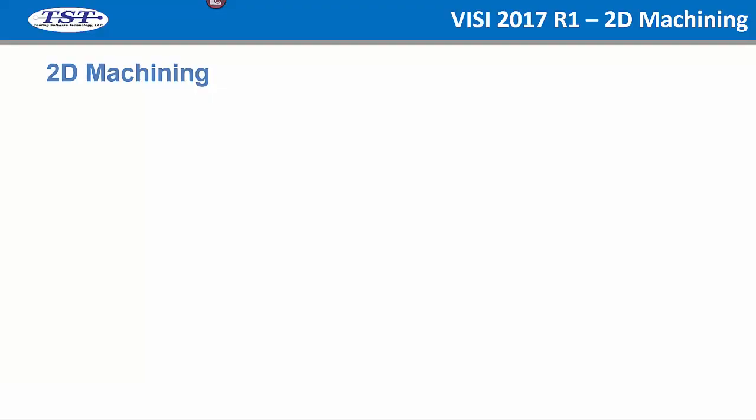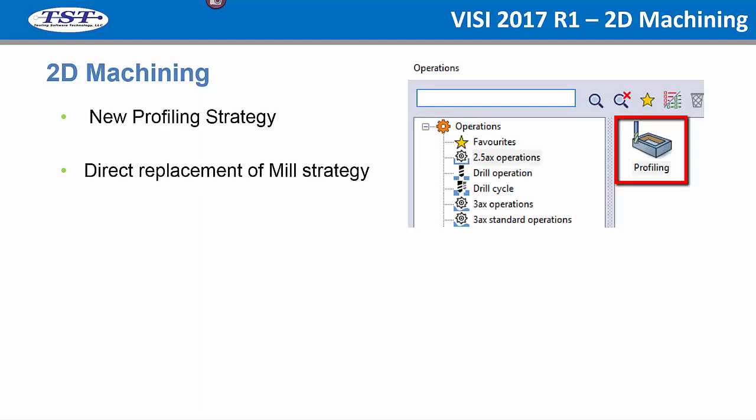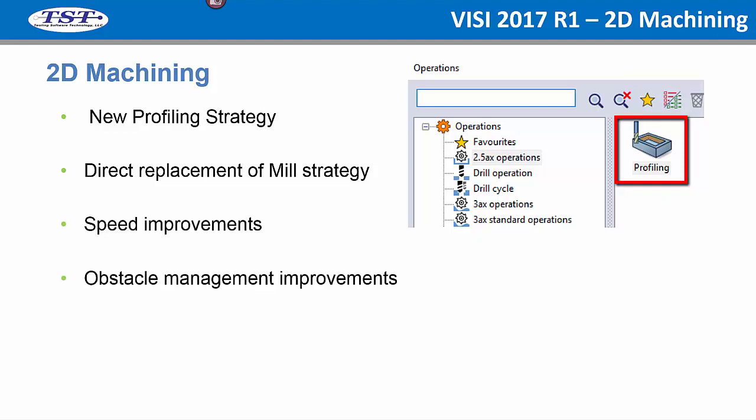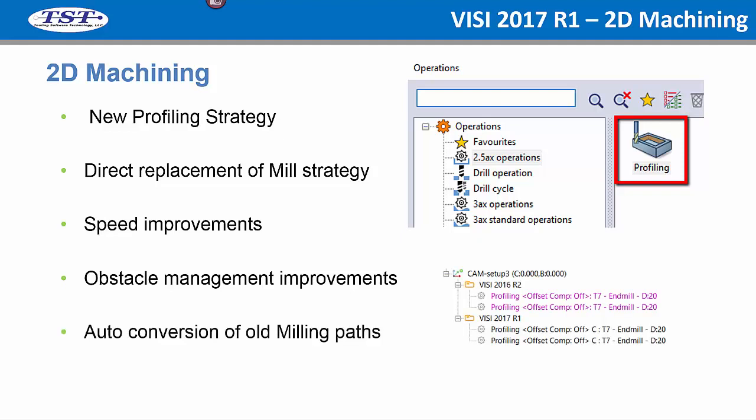So let's move on here. Let's take a look at some of the stuff that we put in here for R1 for the 2D machining. You're going to see a new profile. It's a direct replacement for milling. Got some speed improvements, obstacle management improvements. The Toolpath is trying to look at the obstacles better and the pieces. There will be an automatic conversion of the old milling templates.